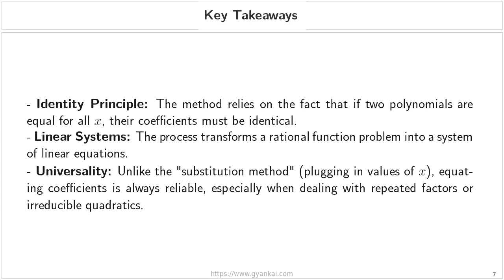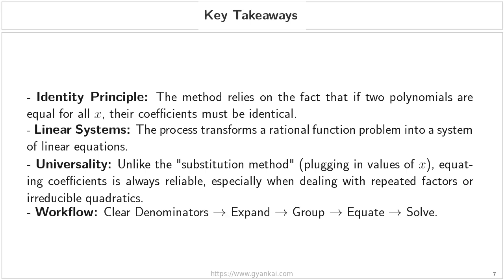Now, universality. This is a really important point. You might be thinking, couldn't I just pick convenient values for x and plug them in to solve for a and b? That's the substitution method, and it can work in some cases. However, equating coefficients is far more reliable. It always works, even when you have repeated factors in the denominator, like (x-a) squared, or irreducible quadratic factors, things you can't easily factor further. The substitution method can get tricky with those, but equating coefficients remains a solid approach.